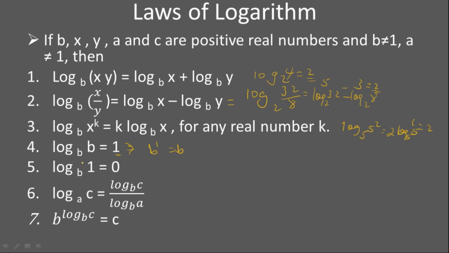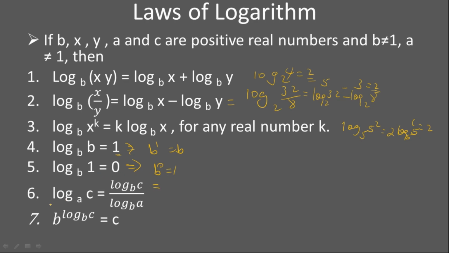The fifth one, the logarithm of 1 to the base b. Don't forget b is other than 1 and it must be a positive number. The logarithm of 1 to the base b is equivalent to 0. The reason, as we know from the laws of exponents, is that any nonzero number to the power of 0 is equivalent to 1, which means b to the power of 0 is 1.